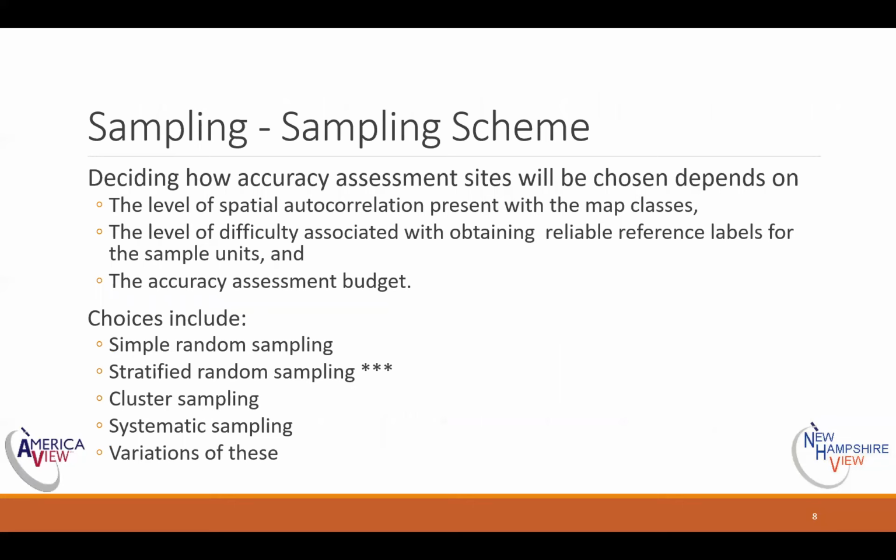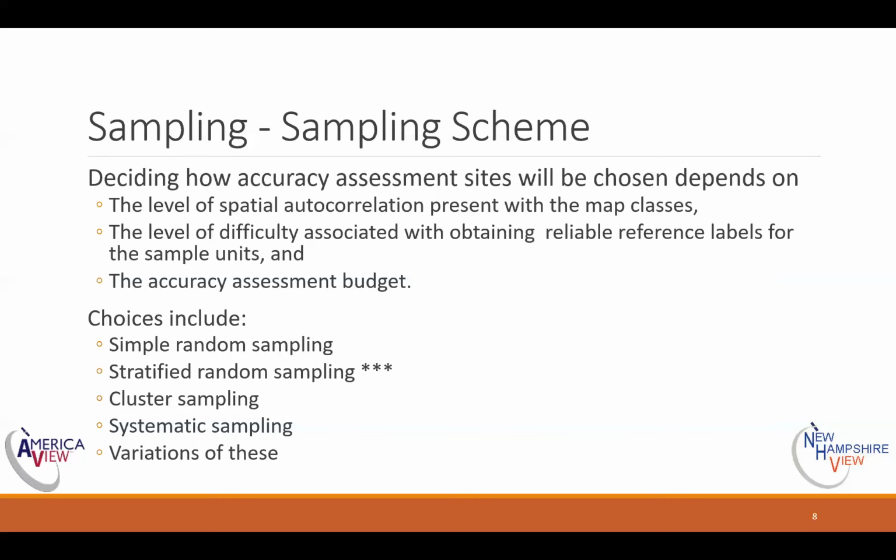What about the sampling scheme? So sampling scheme involves deciding how the sites are going to be chosen. You've decided you need 50 of them. You decided they're going to be these 3x3 homogeneous groupings of pixels. Okay. What else do you need to think about? Well, you need to think about the level of spatial autocorrelation. You also need to think about the level of difficulty for obtaining reliable reference labels. And you need to think about your budget. So there are a number of considerations here. Again, trade-offs that you're doing.